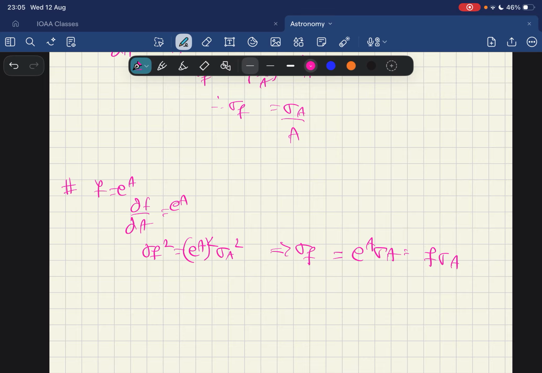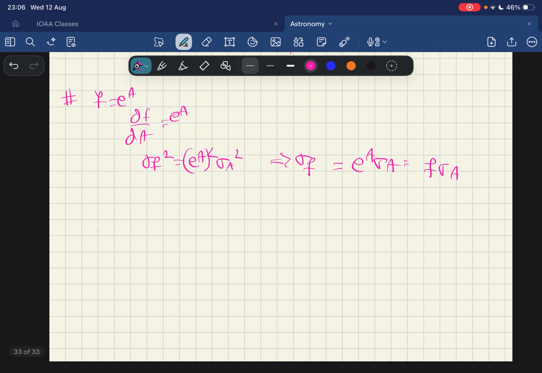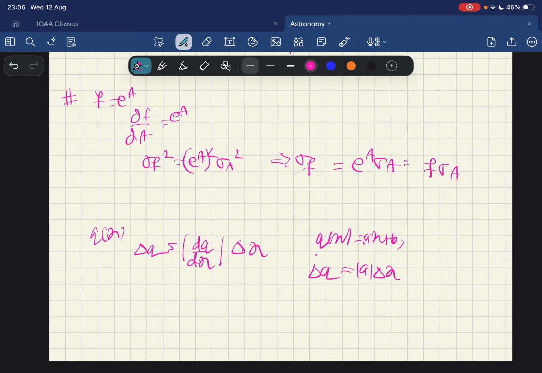So similarly, you can derive the same thing for everything, I guess. And for a single variable function like q of x, you can calculate delta q as dq by dx, the derivative, multiplied by the uncertainty on x. So for a linear function, q of x equals ax plus b, dq by dx will be equal to a, so delta q will be equal to this. And similarly for x power n, we will have n x power n minus 1 delta x.